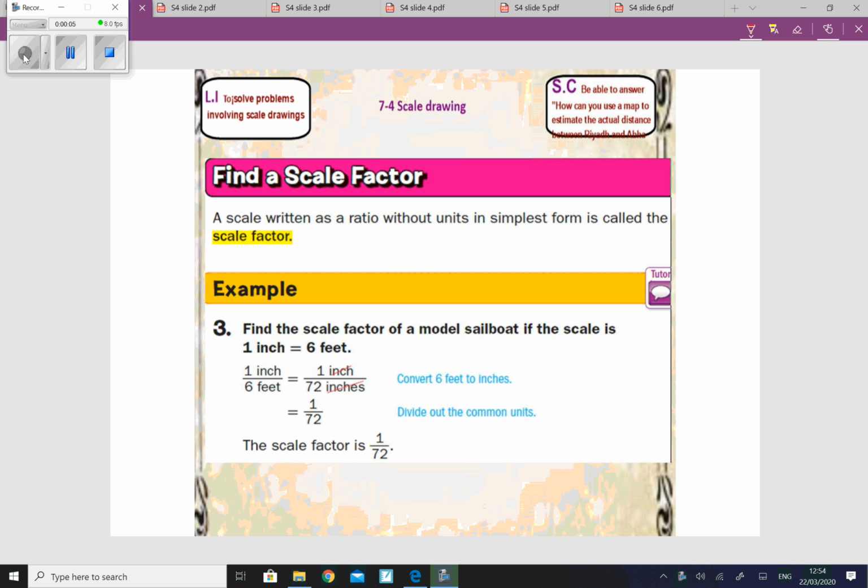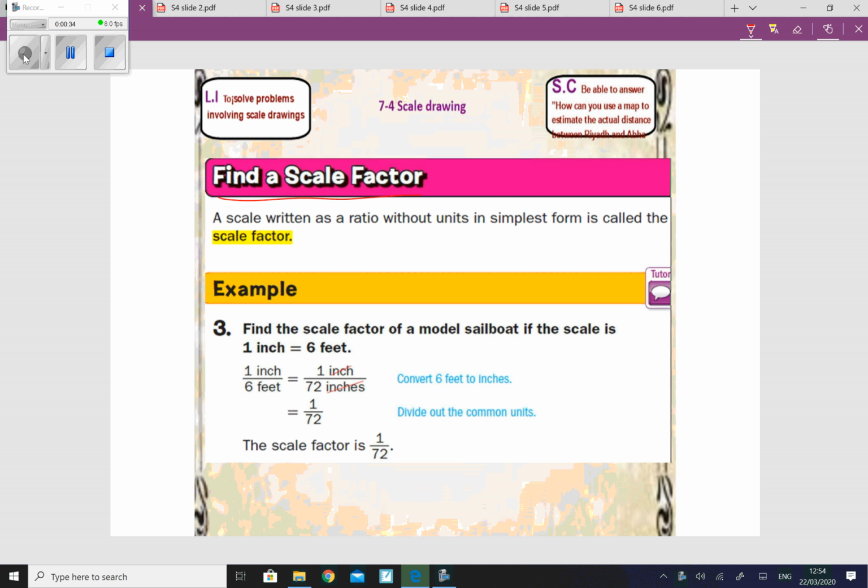Today, girls, we are going to study the second part of scale drawing, or how we can find the scale factor. Scale factor is the thing that we are going to study today. The scale factor is the number that I multiply by the number on the map, so I can get the actual size or the size that I want. What is the scale factor?